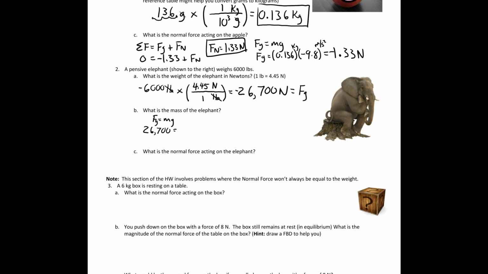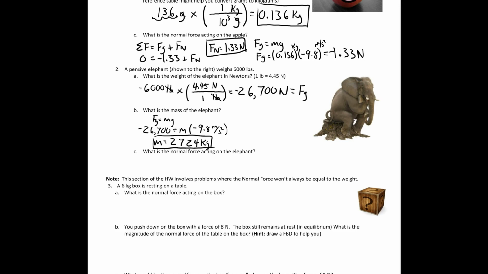26,700 newtons is equal to the mass, which is what we're looking for, times negative 9.8 meters per second squared. And remember, the weight is negative as well because it's acting downward. So the mass is equal to 26,700 divided by 9.8, or 2,724 kilograms. Okay.